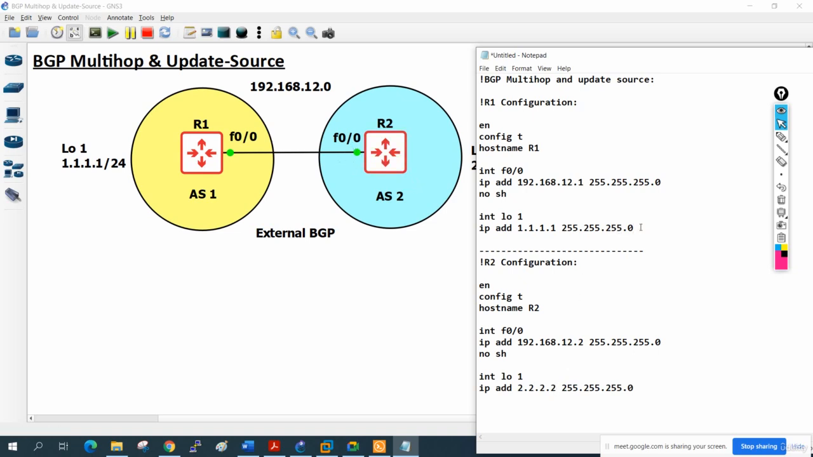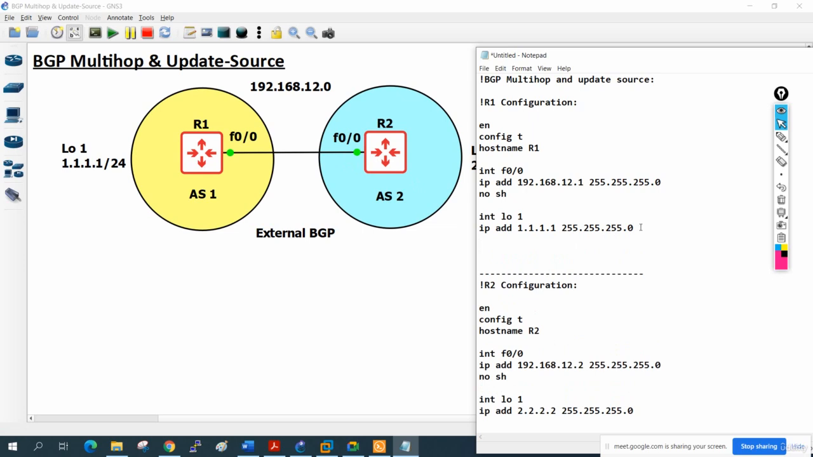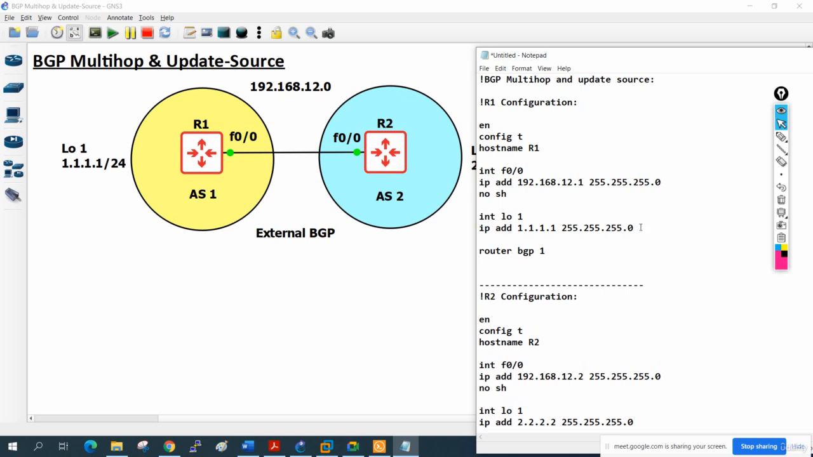Now we are going to write the BGP. So how will we configure? We will write router BGP and the AS number. What is our AS number? 1. Okay, after that I need to make the neighborship. So I need to write neighbor, and who is my neighbor? I need to write that one.